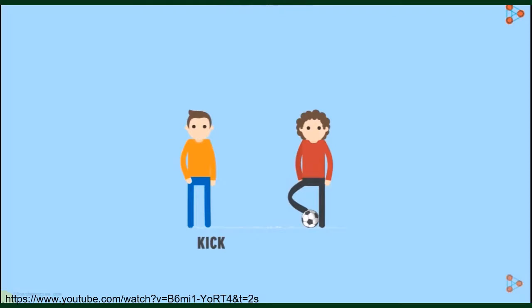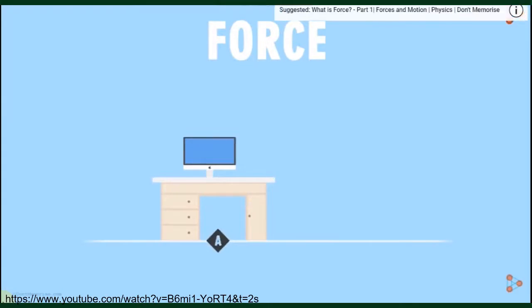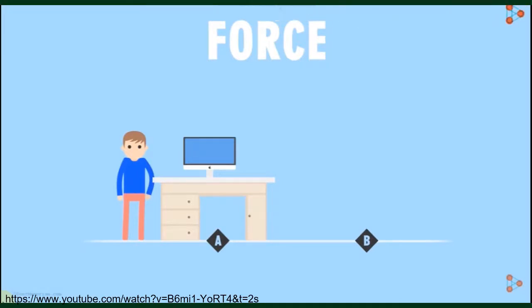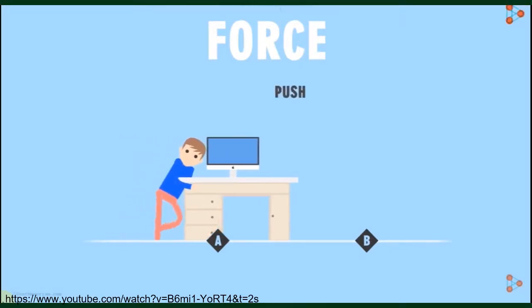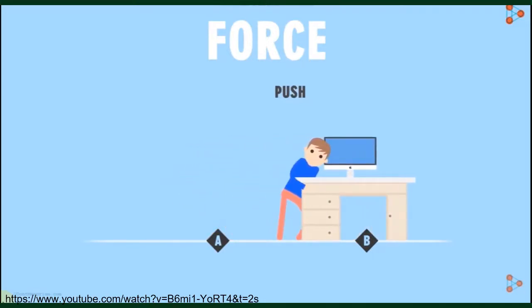When he kicks the ball, we say that he applied a force on the football. Yes, the kick is nothing but the force he applied on the ball. Now suppose that we have a desk here at point A. A person wants to move this desk from point A to this point B. Again, how will he do that? Here, he will push the desk towards point B. In this case, we say that the person applied a force on the desk in order to shift it. The push here is the force that the person applied on the desk.